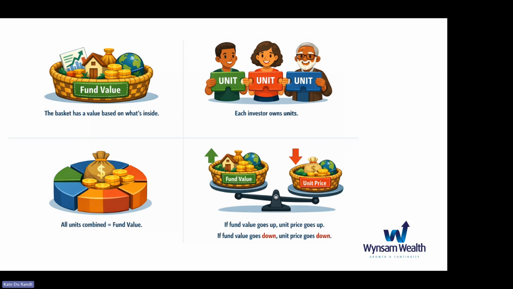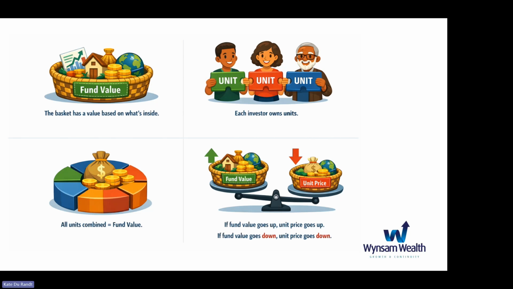So the basket, the unit trust, the value of that is based on what it has bought into, what's inside it. You as an investor, an individual, own a unit, a piece of that basket. The price of your unit is decided by the value of the basket itself. So every single unit that you own has a price. If we put all the units together, it gives us the total value of the unit trust fund, divided into different units that you own, and each of those units has a price.